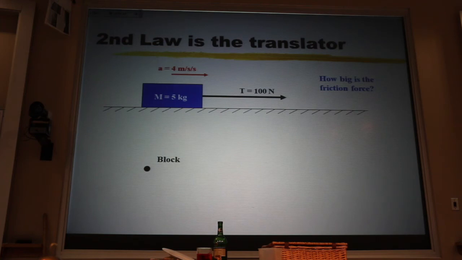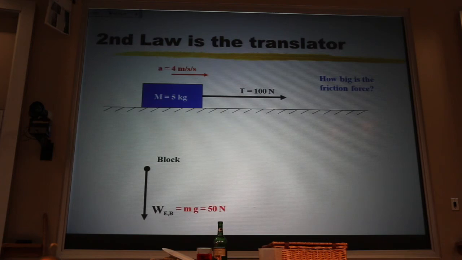The first force I put on any diagram is the weight force. Straight down, Earth on the block. Now this is a 5 kilogram block. The Earth pulls on every kilogram 10 newtons worth. How many newtons is that pulling down on that block? 50 newtons, 10 per each.